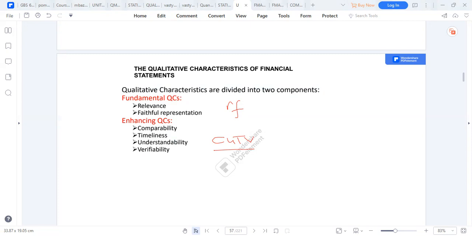Completeness means all necessary information should be provided. Neutrality means that it should be unbiased. Free from error means it should be accurate without any mistakes. So when we go to enhancing characteristics, CAT-V. C stands for comparability, meaning you can easily identify and understand similarities and differences between items. So there should be elements of consistency and comparability. Consistency means that it should be presented in the same manner over and over. Comparability means users must be able to compare information across different entities.